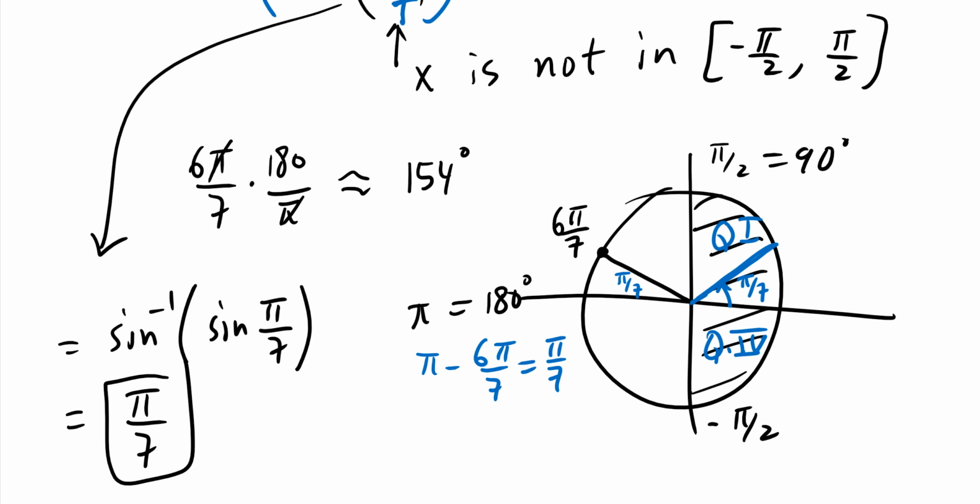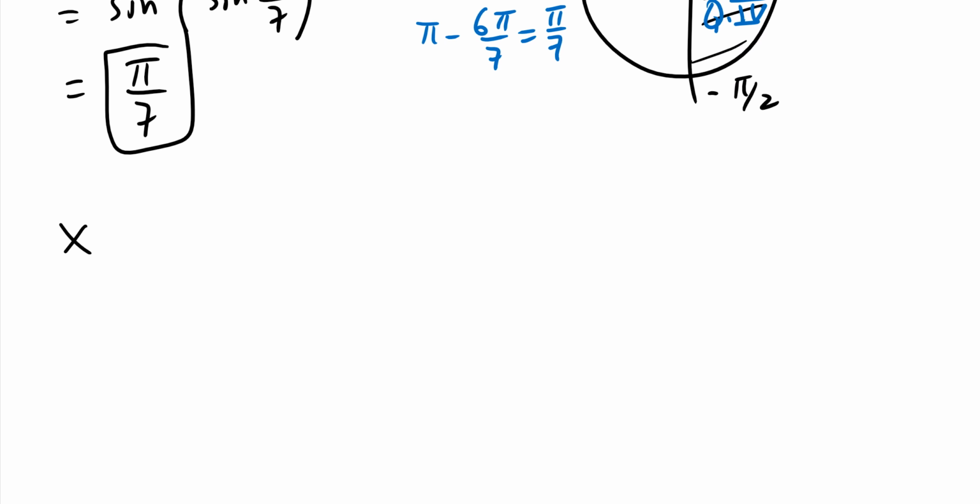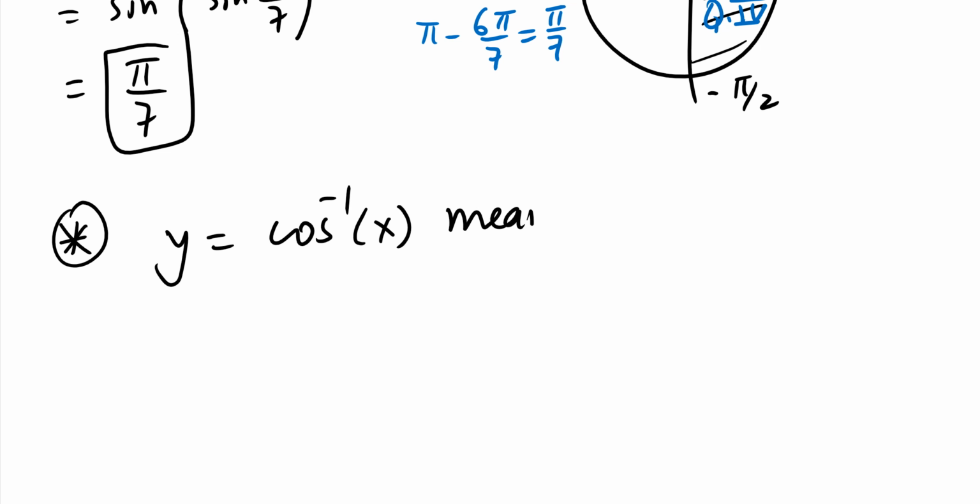That's something easy to miss on a test or homework for students, so pay attention to it. In which quadrant does the angle fall? Make sure that if it's not in the first or fourth quadrant, you move it to the first or fourth quadrant. Now that's for sine inverse. We can do the same for cosine inverse. If we have y equals cosine inverse of x, this means, as a definition, x equals cosine y.